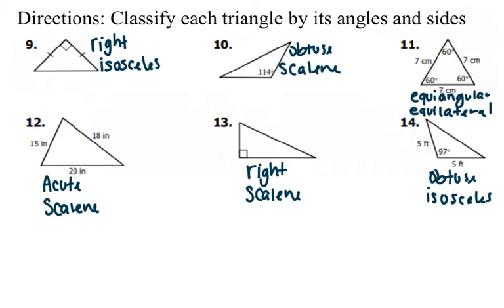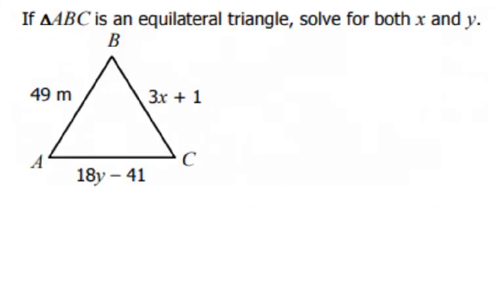First one is a right triangle, it's also an isosceles triangle. 10 is an obtuse and a scalene. 11 is an equiangular and equilateral. 12 is acute and scalene. 13 is right and scalene. 14 is obtuse and isosceles. So just remember that you could have 2 different names for every triangle you encounter, because you could be naming it by its sides or you could be naming it by its angles.